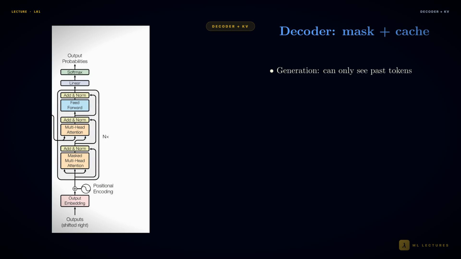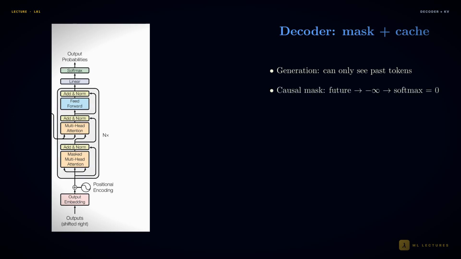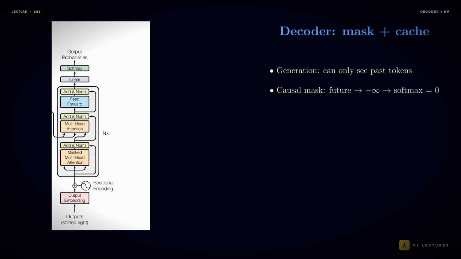When generating word n, the model can only see words 1 to n minus 1. No peeking at the future. This is implemented with a causal mask. Imagine the attention score matrix. Everything above the diagonal gets set to negative infinity. Softmax of negative infinity is 0, so future positions get 0 weight. Done.